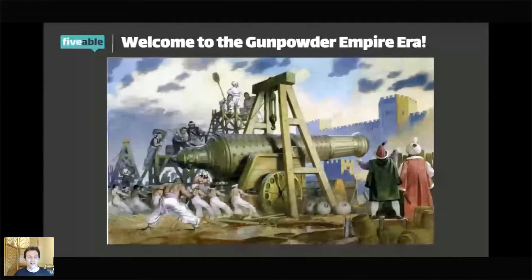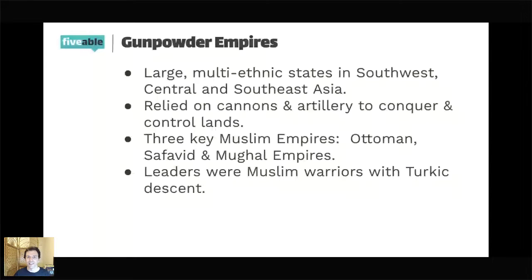So gunpowder empires, they are large multi-ethnic states in Southwest, Central, and Southeast Asia. They rely on cannons and artillery to conquer and control lands. Now, there are three key Muslim gunpowder empires. They're the Ottoman Empire, the Safavid Empire, and the Mughal Empire. And note, these are Muslim warriors leading these empires, and they were of Turkic descent. So they're coming in from Central Asia, from what I call the stans: Uzbekistan, Kazakhstan, Tajikistan, the stans.